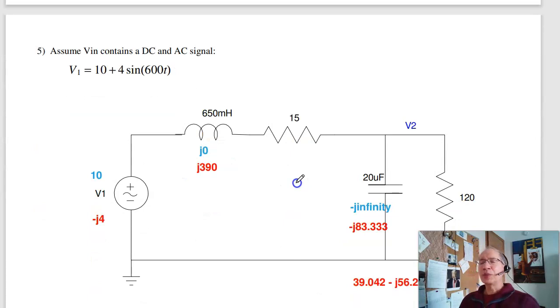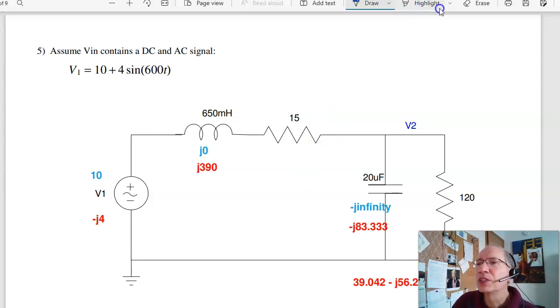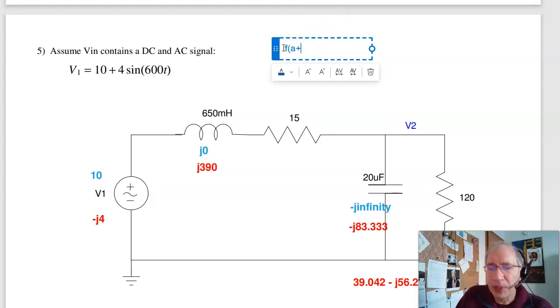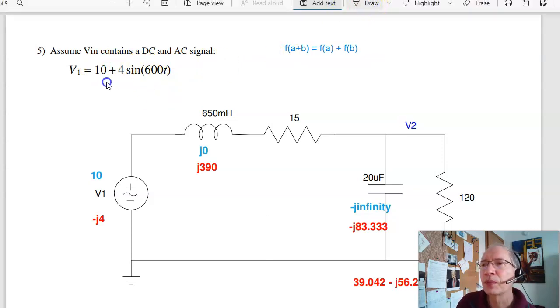The last problem is solve for V2. This is where I use superposition. Superposition is where I use linearity. Linearity says f of a plus b is f of a plus f of b. I have two terms, an AC and a DC term. Treat that as two separate problems. Solve when the input is 10, that's in blue. Solve when the input is 4 sine of 600t, that's in red. Take the two answers, add them up.